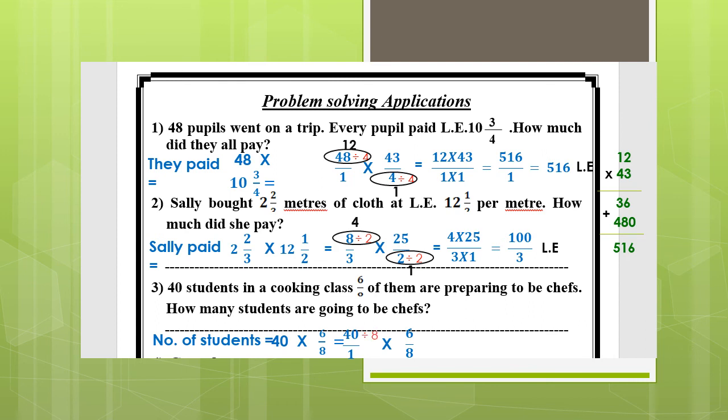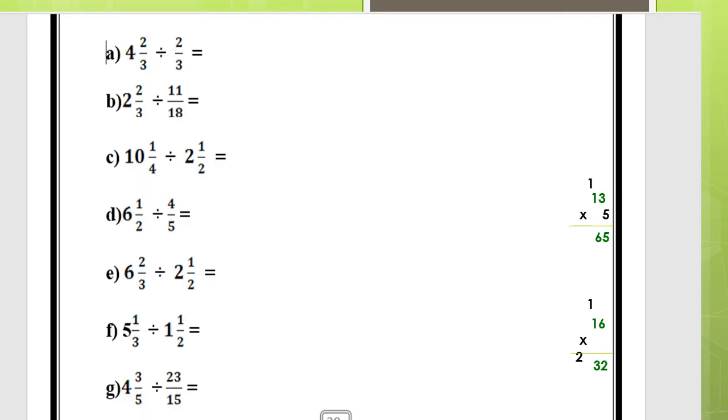40 and 8 are together in table 8, so I'm going to divide by 8 up and down. 40 divided by 8, which is 5. 8 divided by 8, which is 1. So 5 times 6, which is 30. 30 students are going to be chefs.